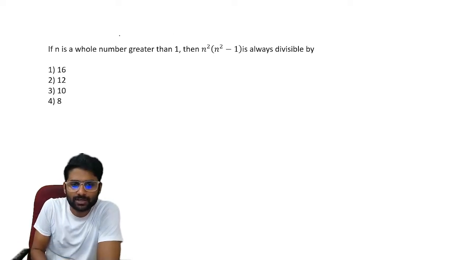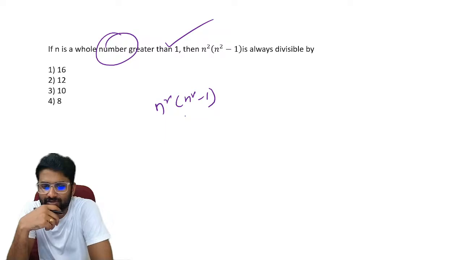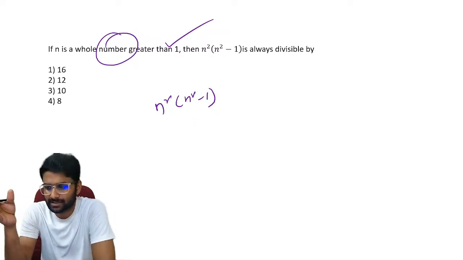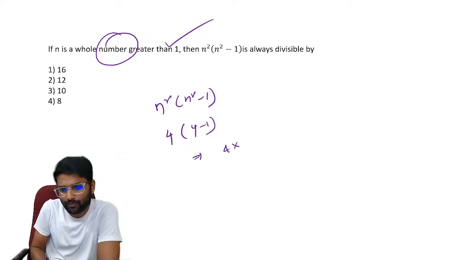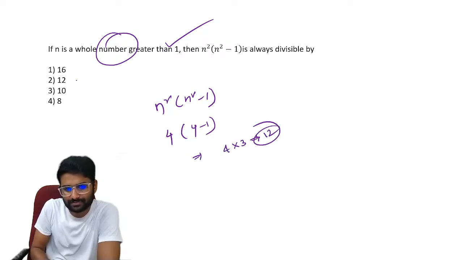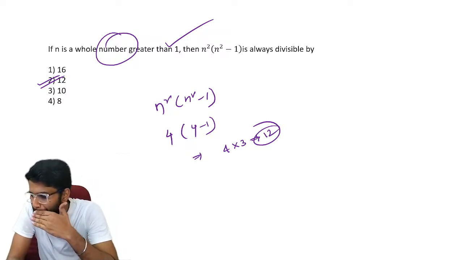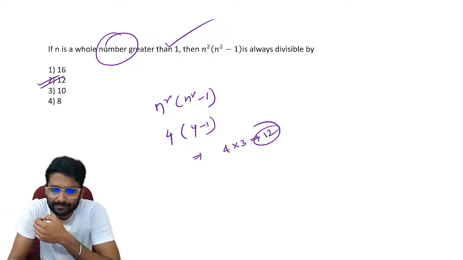Now see, if n is a whole number which is greater than 1, n square into n square minus 1 is always divisible by what? And you have to clearly mention that n should be greater than 1. Consider 2. 2 square is 4, 2 square minus 1 is 3. So the answer is 4 into 3, which is 12. Simply substitution only. So 12. Consider that the n value should be greater than 1.